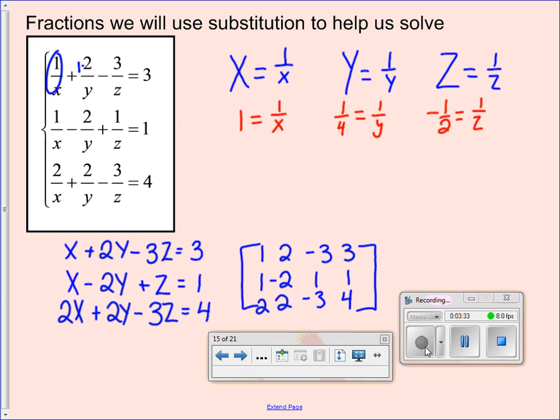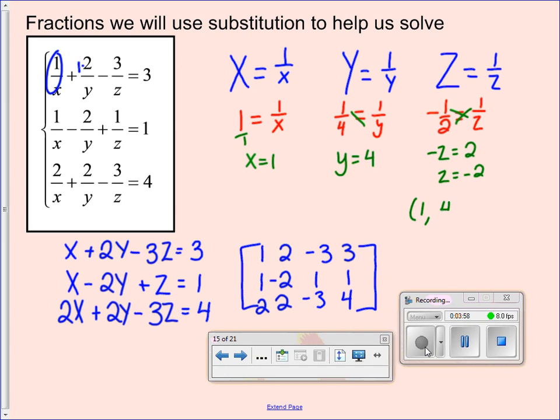So all I'm going to do is substitute those values. And now I just have to solve. When I cross multiply here, X equals 1. When I cross multiply here, Y equals 4. And when I cross multiply here, negative Z equals 2. Therefore, Z equals negative 2. So writing my final answer as an ordered triplet.